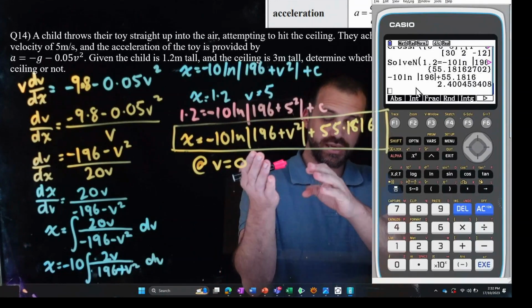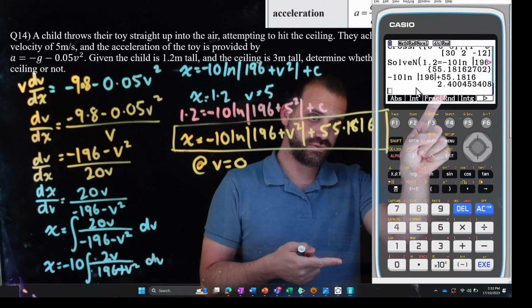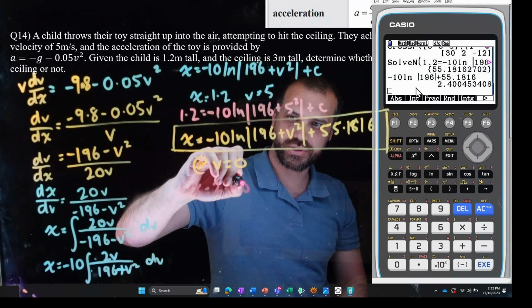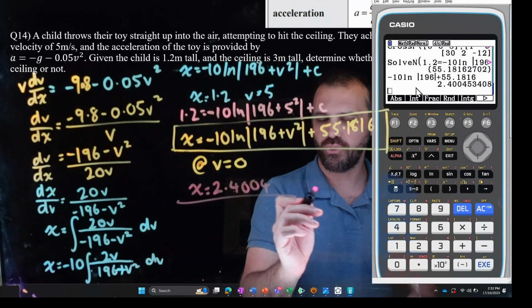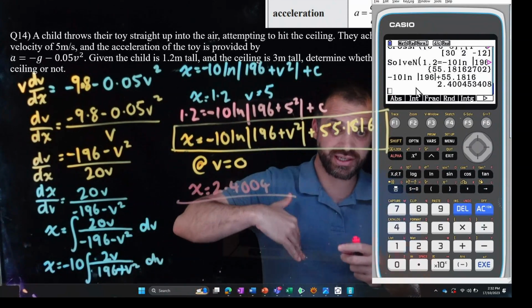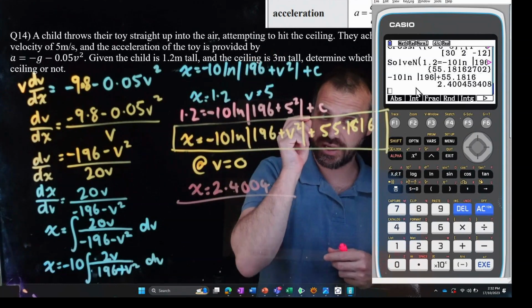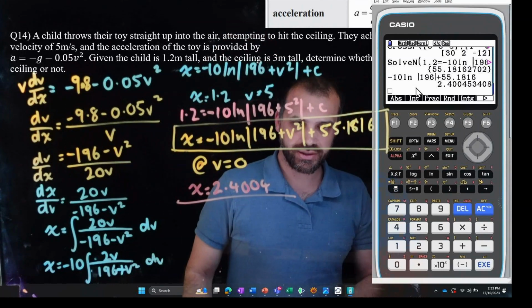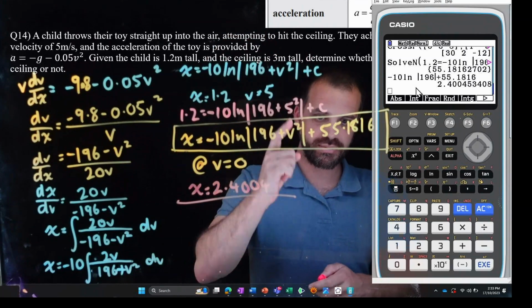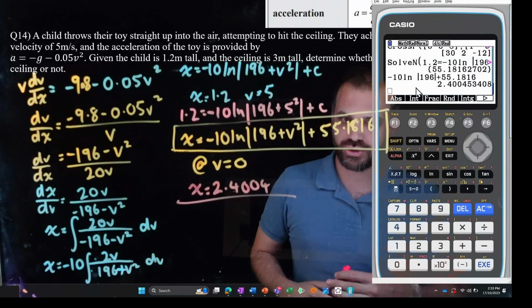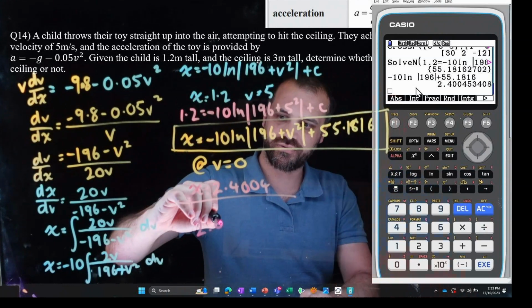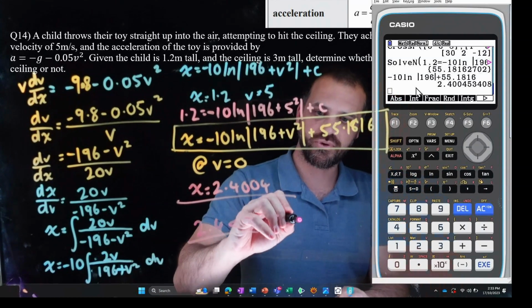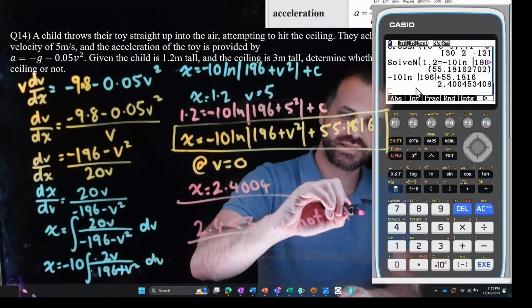So when I sub v equals 0 into this equation, I get x equals 2.4004. That means that when it's at the top, when it stops moving just for that instant, it's 2.4 meters high. Now the ceiling, we can read, is 3 meters tall. This is only going to get to 2.4 meters tall. 2.4 is less than 3. I feel like this is an important statement. Therefore, not hit ceiling.